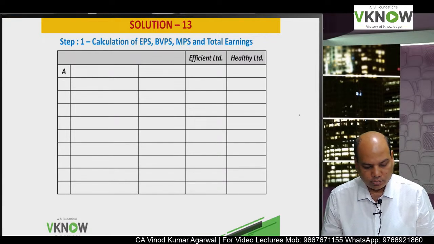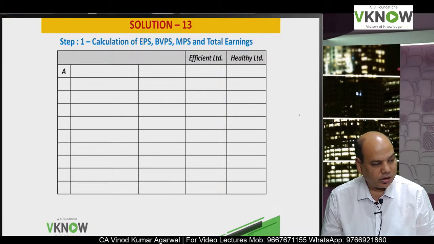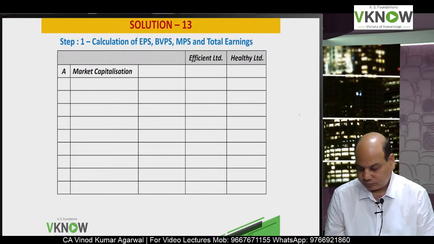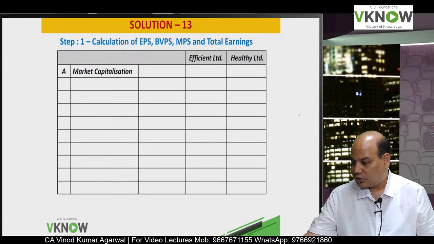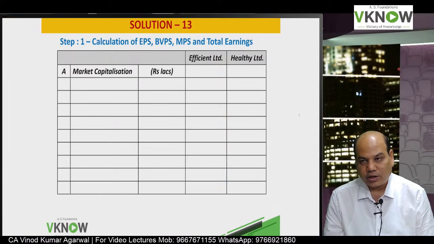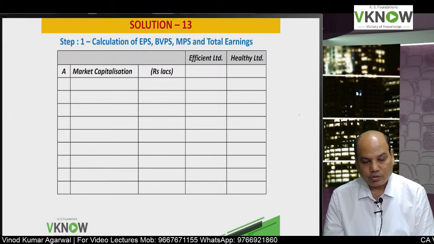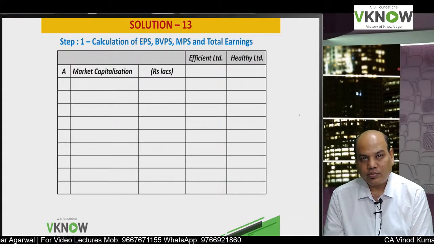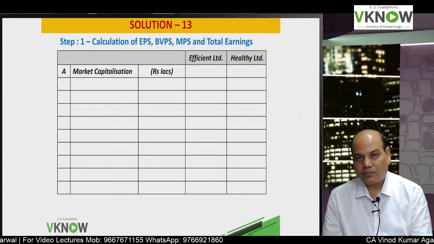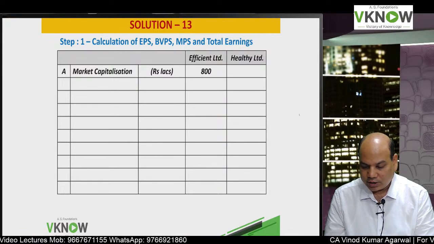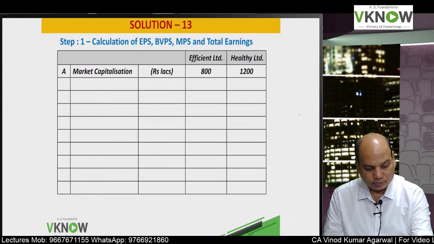Right hand side two columns, Healthy Limited, Efficient Limited. First you start with market capitalization. The objective is to find out first MPS. From MPS we'll find EPS. From EPS we'll find total earning. Point number A, market capitalization rupees in lakhs.